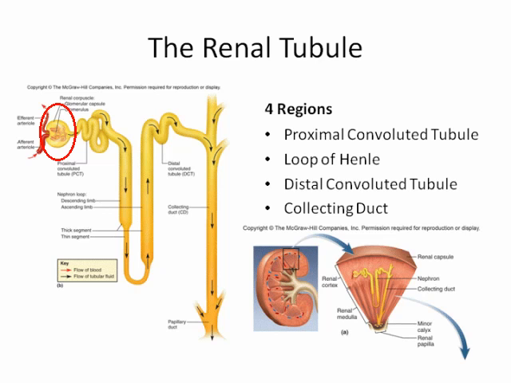Just getting us oriented here once again, we have region one, which is the proximal convoluted tubule, which will lead into the loop of Henle. And then from the loop of Henle, we've got the distal tubule. And then we have the collecting duct.